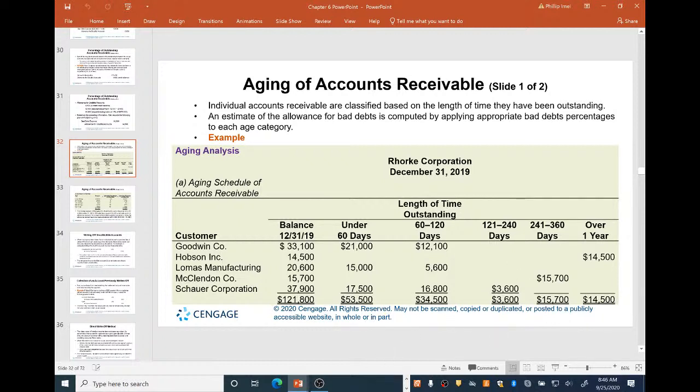But then here's just the schedule showing the age of it. So it says here, individual accounts receivable are classified based on the length of time they've been outstanding. An estimate of the allowance for bad debts is computed by applying appropriate bad debt percentages to each category, right? So what that means is, this percentage might be 1%, this percentage might be 4%, this percentage might be 15%, this percentage might be 50%, uncollectible. So we have to apply each relative percentage based on each relative category. Makes sense?